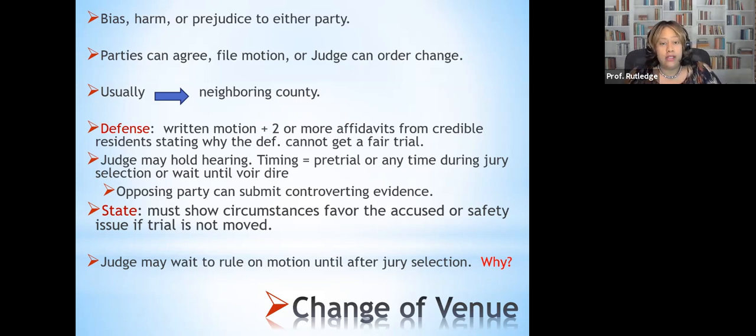When deciding to change venue, the judge can hold a hearing. The timing can be either pretrial or anytime during jury selection, or wait until voir dire. It's not a bad idea to wait until voir dire because you get an opportunity to talk to the potential venire, or the jury, and determine, are they really biased?